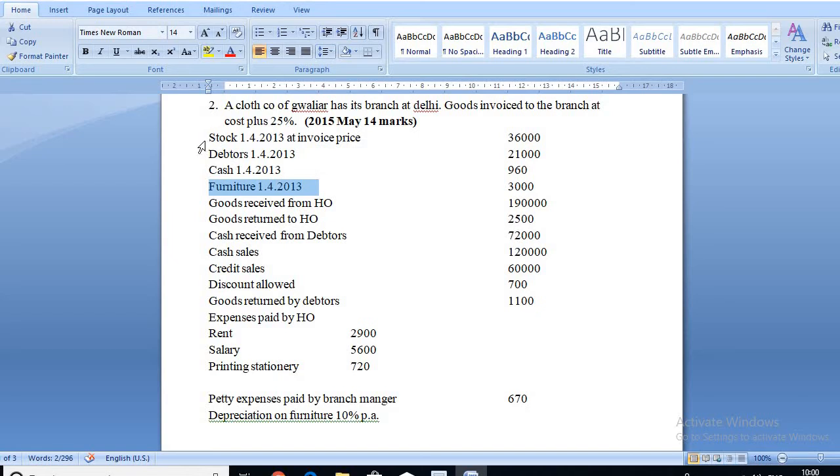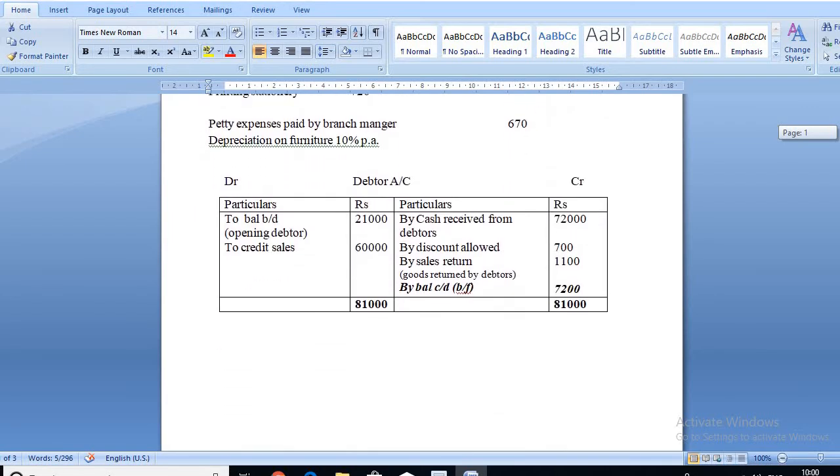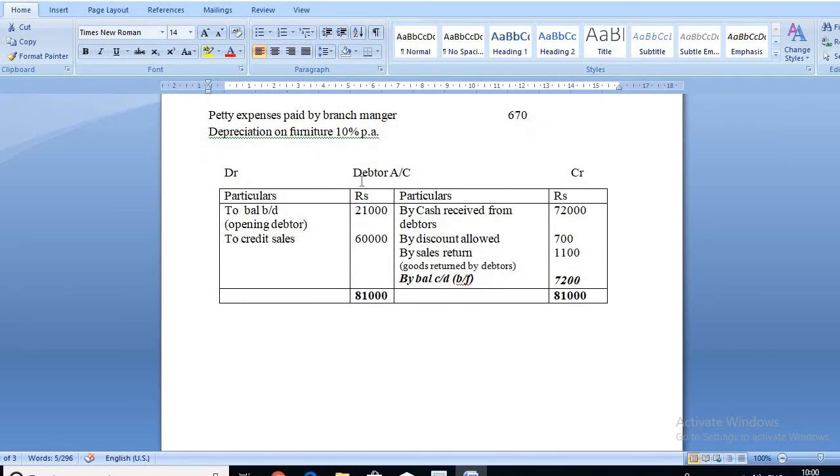So here the problem is the opening stock is given, but the closing stock is not given. So how to calculate closing stock? That I will explain later. First I will prepare debtors account in order to calculate closing debtors. So this is debtors account, and I explained what items will appear in debtors account in class only.